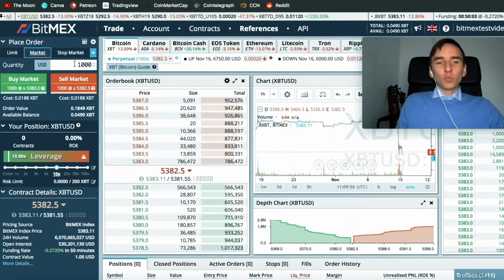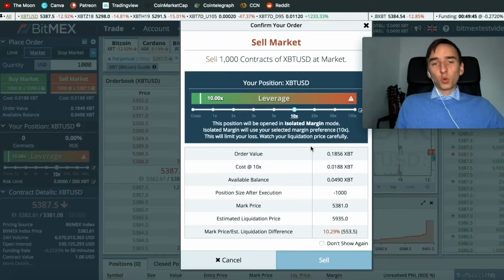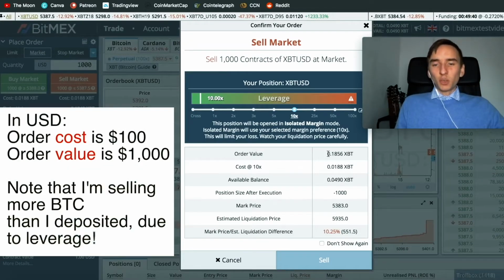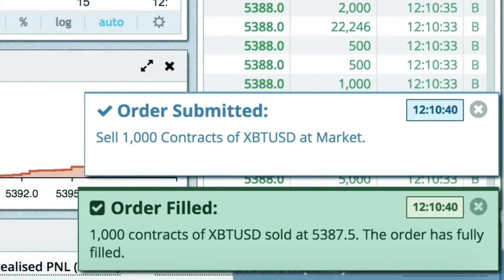Alright, we want to sell 1,000 contracts, so let's click sell market. So now we are basically shorting Bitcoin with 1,000 contracts on 10x leverage. The order value is going to be this. The cost is 10 times less. And the liquidation price is 10% away from the current price. And this is the liquidation price. So let's click sell. And there we go, order filled.